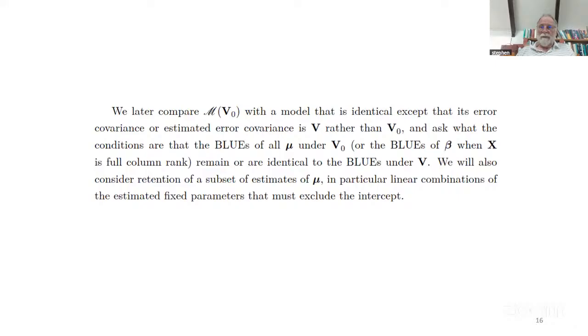So what we want to do is compare this MV naught with a model changed, except that its error variance-covariance is V rather than V naught, and ask under what conditions all the BLUEs will remain the same. But we'll also consider retention of a subset of mu or a subset of beta, because that's what will happen if we use K standard. And what we find is that we can't get the BLUE of the intercept, which we can with the allele sharing and pop versions of K.